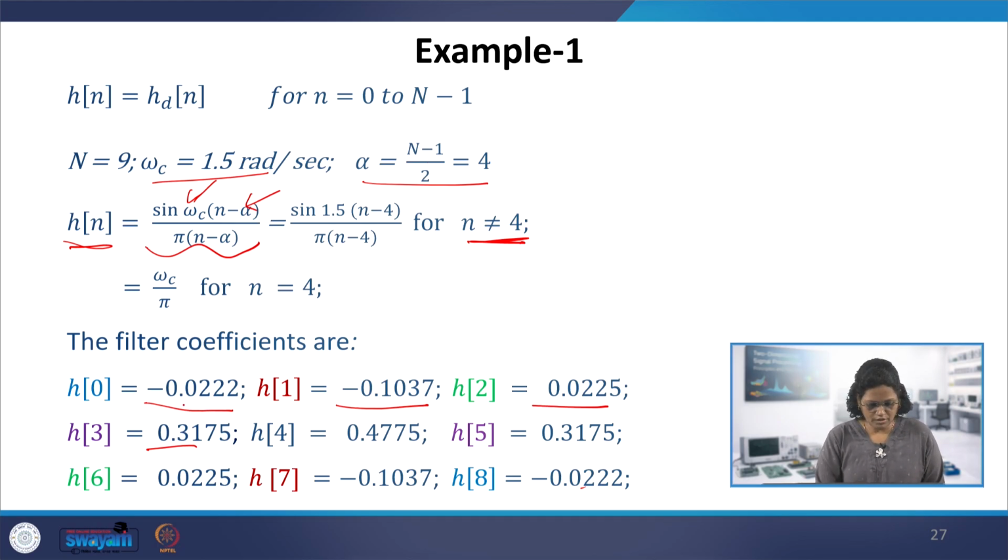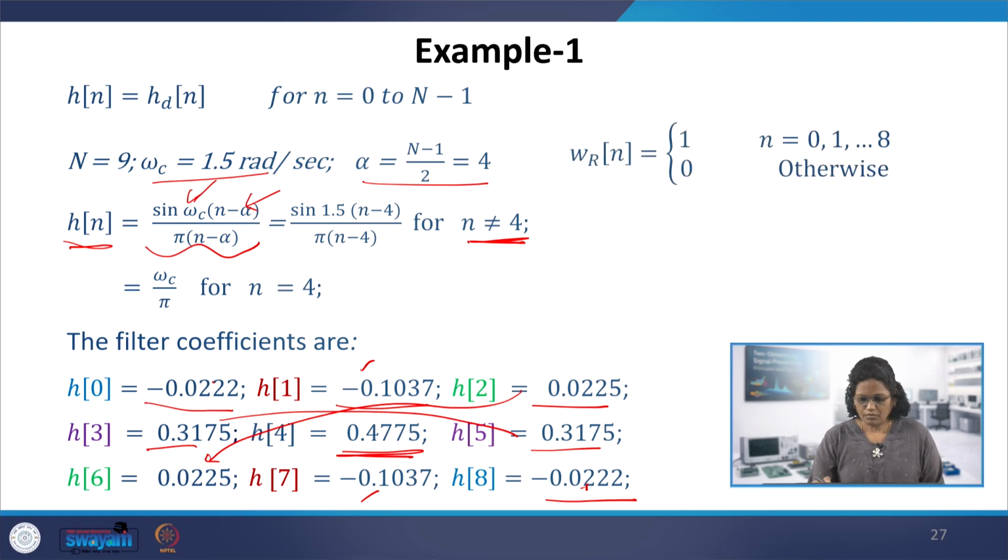So h of 0 and h of 8 have the same values, and h of 1 and h of 7, we can observe the linear phase characteristics, that is the midpoint symmetry, and h2 and h6 have the same values. Also h3 and h5 have the same values here, 0.3175, with respect to h4, that is the midpoint symmetry, which exhibits the linear phase characteristics of FIR. This is example 1 using the rectangular window of 9 samples.